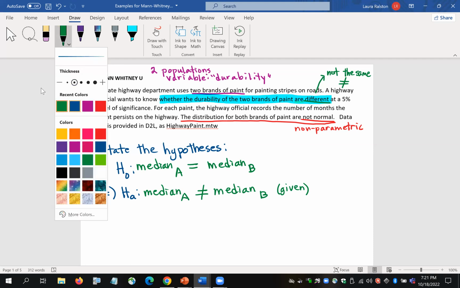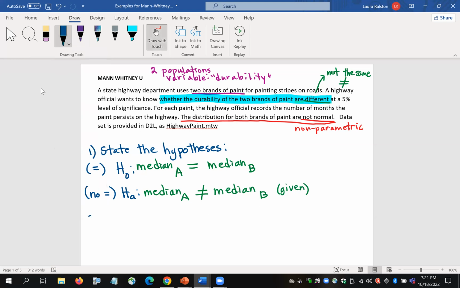Okay, step 2 is still to identify the players.